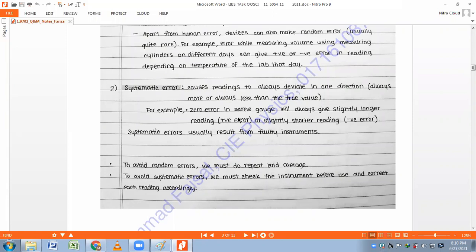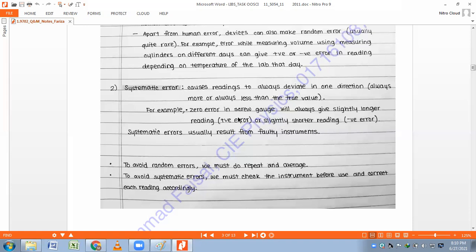For example, zero error in a screw gauge will always give a slightly longer reading if it's a positive error, or a slightly shorter reading if it's a negative error. That's why for positive errors, whenever we subtract, that makes the actual reading somewhat smaller. With the presence of a positive error, if it is not corrected, then we have that positive error present in the data, which makes the reading somewhat longer.